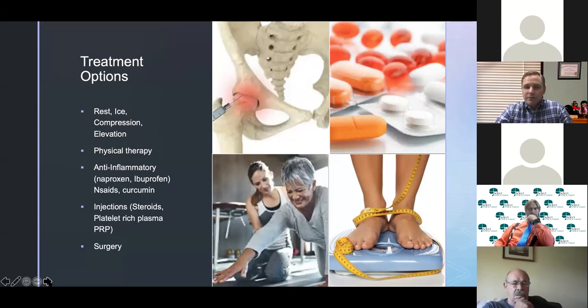Physical therapy. Physical therapy is one of our conservative options to work with people to really strengthen the muscles and work on the mobility around the hip or back.